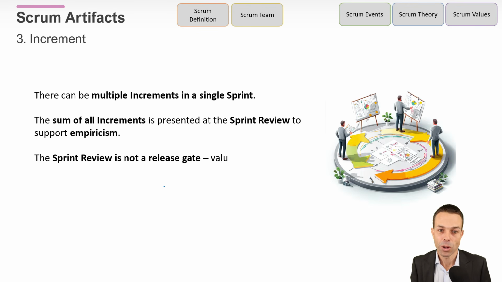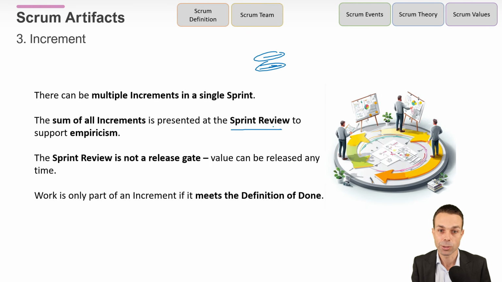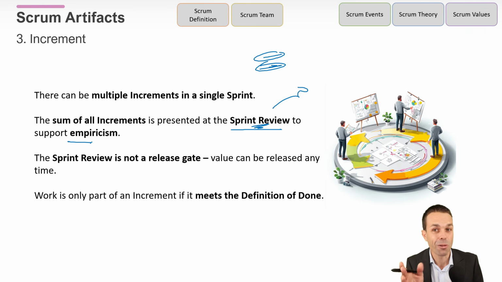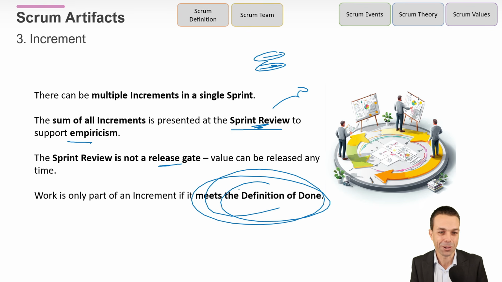Now, there can be multiple increments in a sprint, so we could deliver more than one feature if we need to, but the sum of all of those increments is presented at the end in the sprint review to support empiricism. Again, a few funny words here. The sprint review is when we demonstrate the item to the customer, and empiricism is real results. All right, we're getting pretty good at that now.